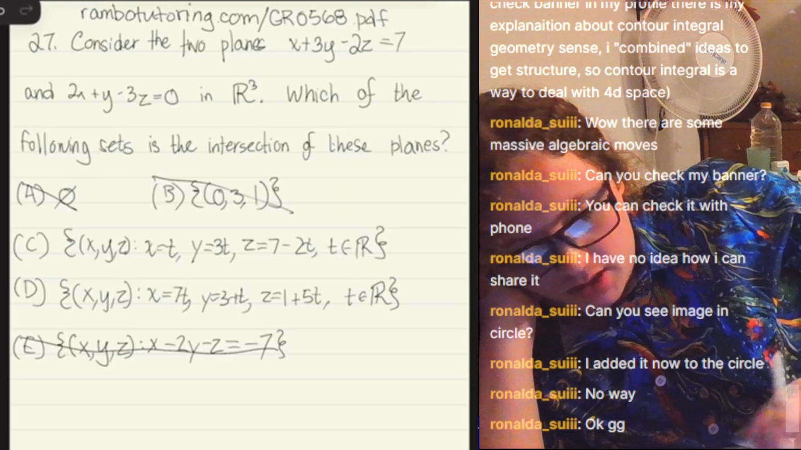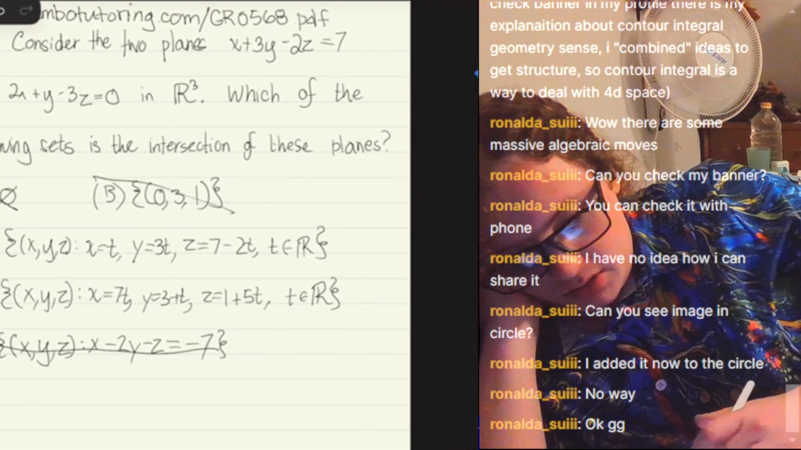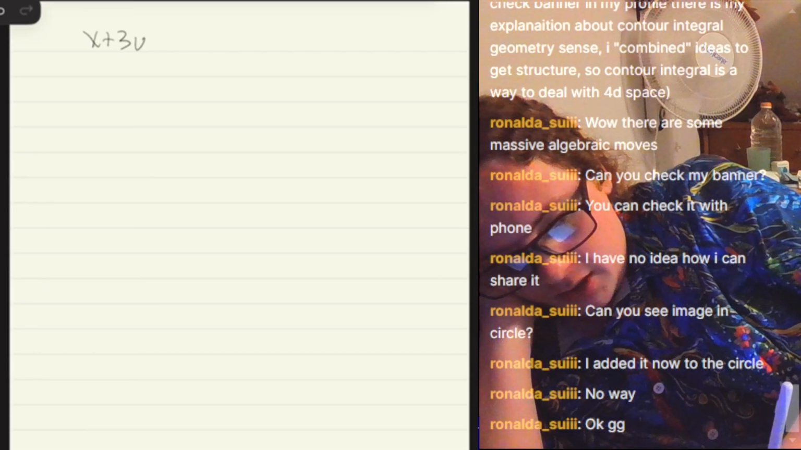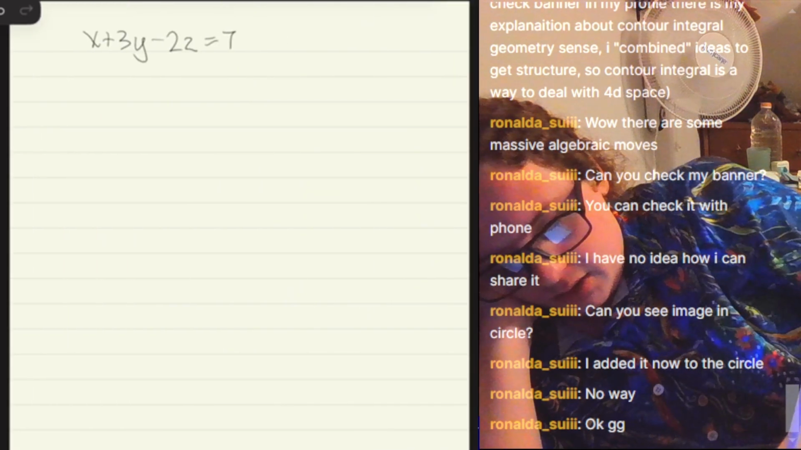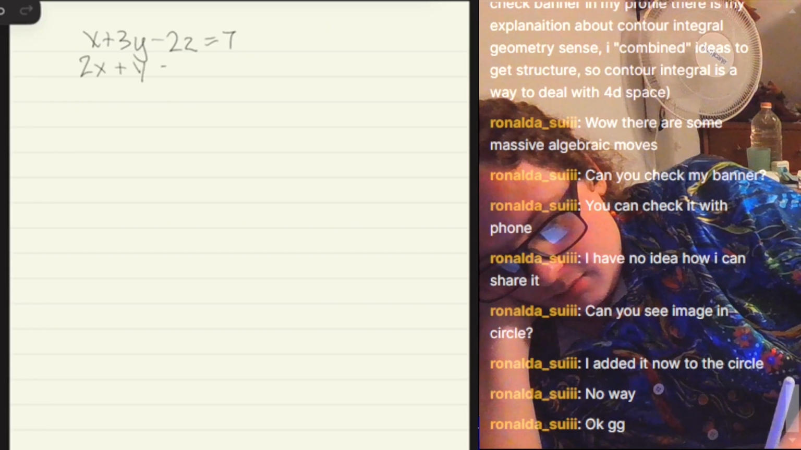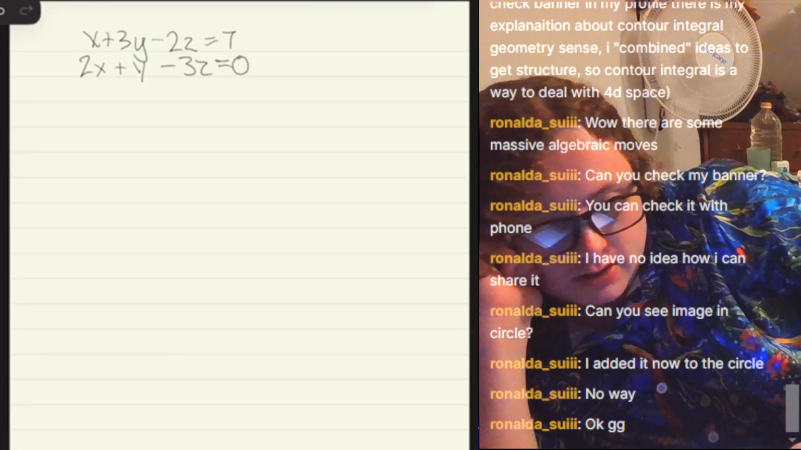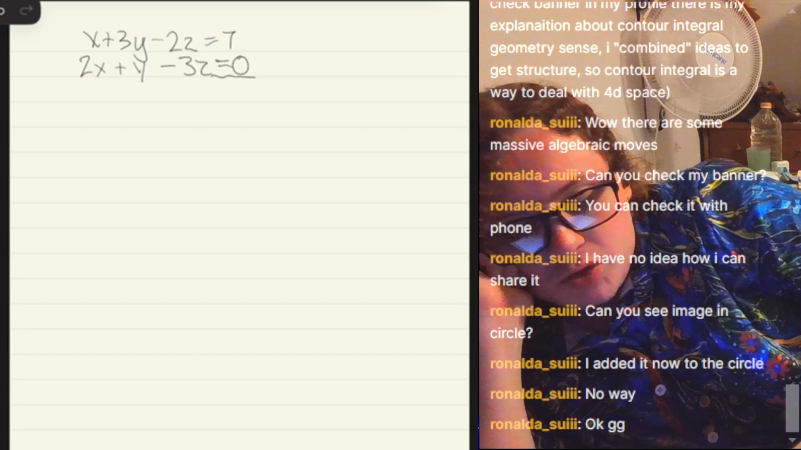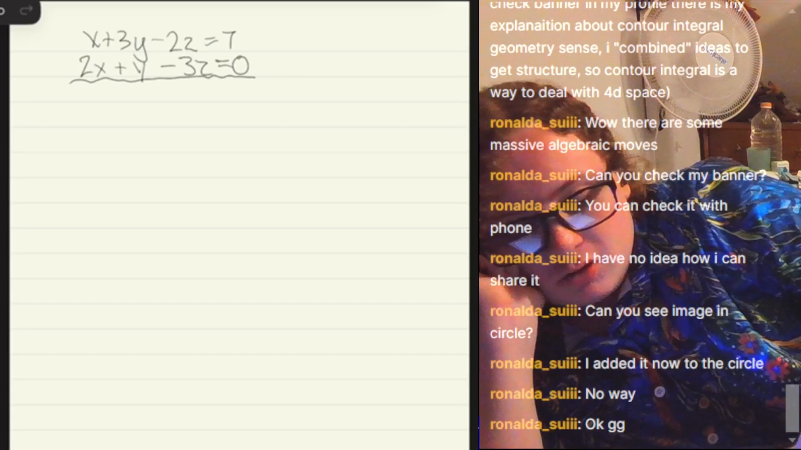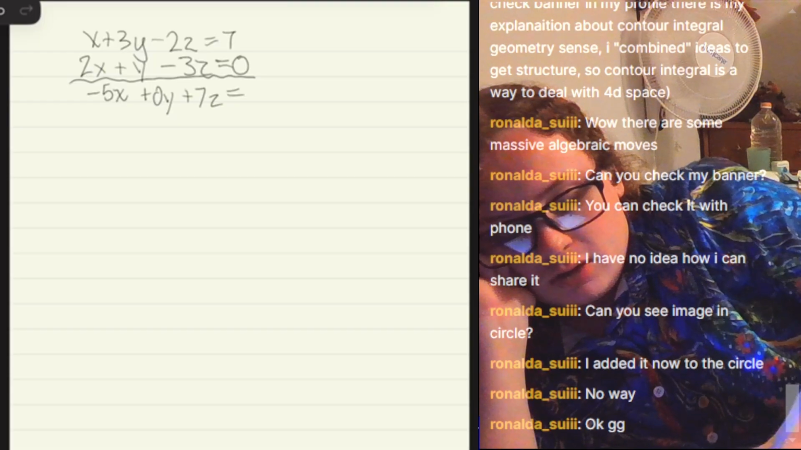If we write the equations as a system, we get x plus 3y minus 2z equals 7, and 2x plus y minus 3z equals 0. We can solve for this, at least we can solve for the degree of freedom. Okay, I'm going to subtract 3 times the bottom one from the top one. So we get minus 5x plus 0y, 9 minus 2 is 7z, and this equals 7.